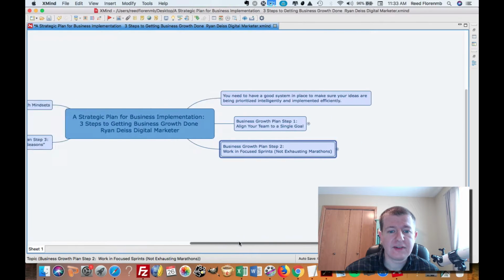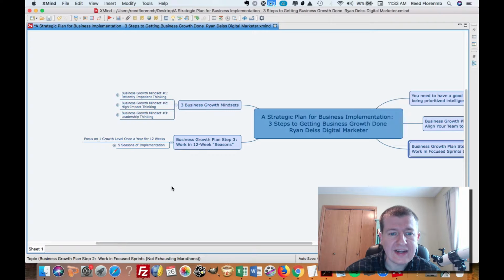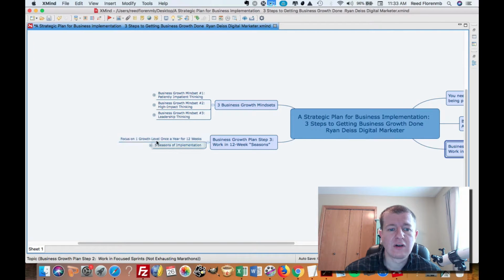Then business growth plan number three is work in 12-week seasons. I've seen this in other things too, including a very popular book called The 12-Week Year, and that's something I recommend people pick up. But that's basically what Ryan is telling people to do. You focus on one of these growth levels once a year for 12 weeks.